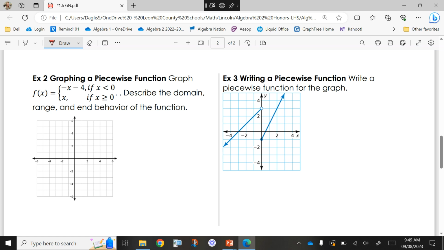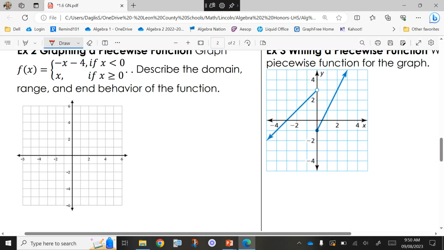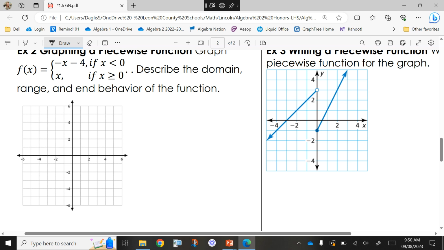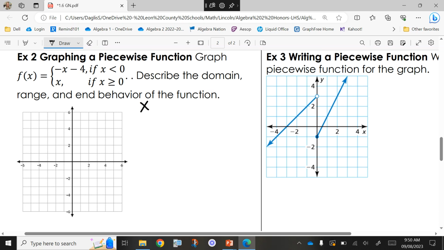All right, graph f of x equals -x minus 4 if x is less than 0, and x if x is greater than or equal to 0. Describe the domain, range, and end behavior of our function. When I graph, lots of teachers do this lots of different ways. I'm going to make a table. My domain goes from less than 0 to greater than 0. We know these functions are going to match up when x equals 0, because that's where one of my functions stops and the next one starts. So I'm going to have x's, the function -x minus 4, and the function x.